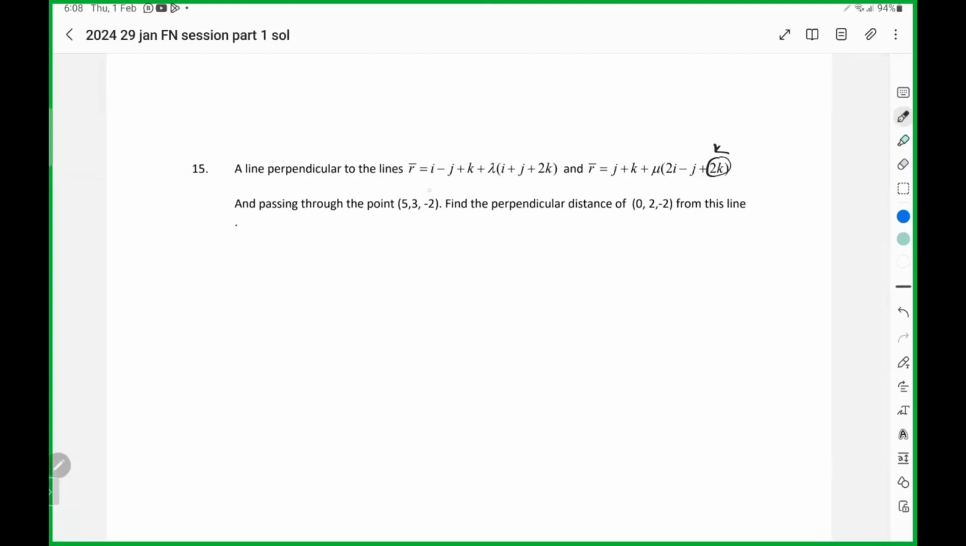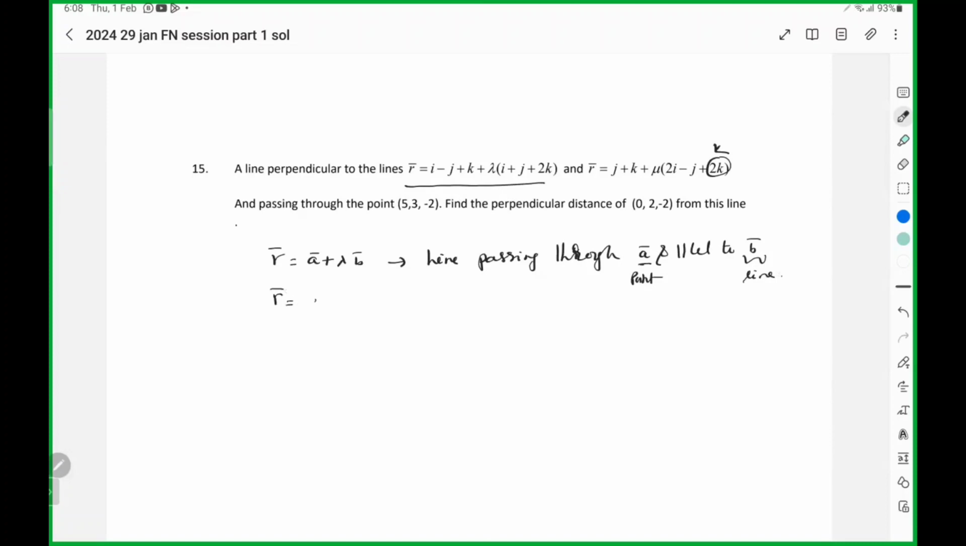Here a line is perpendicular to two lines. R bar is A bar plus lambda B bar; the meaning of this is a line passing through A bar parallel to B bar. It is a point, it is a line. Similarly, another line C bar plus mu D bar is passing through j plus k and parallel to i minus j plus k.